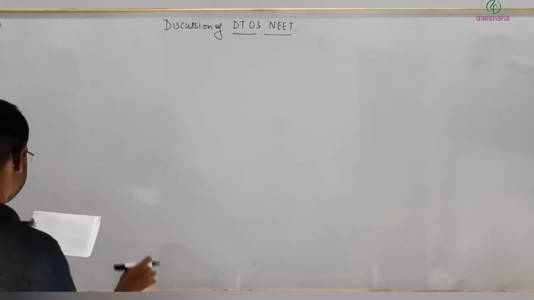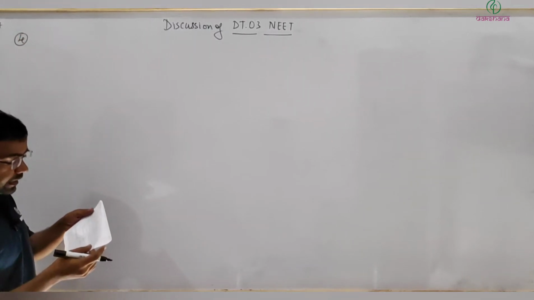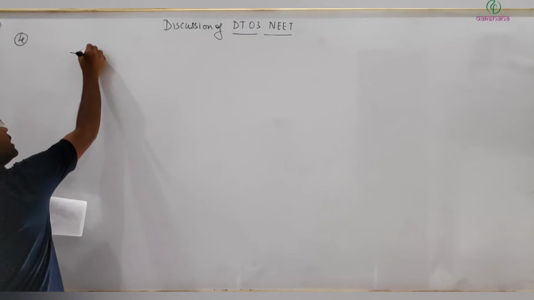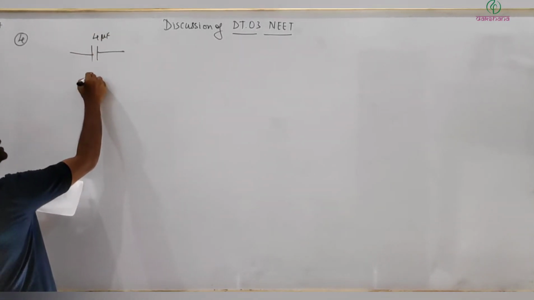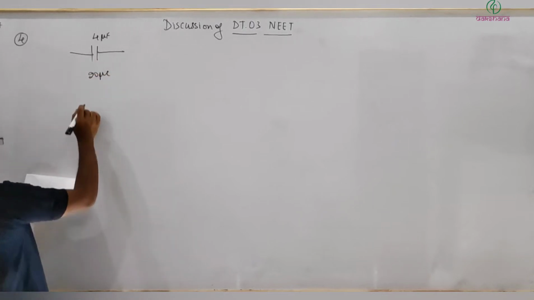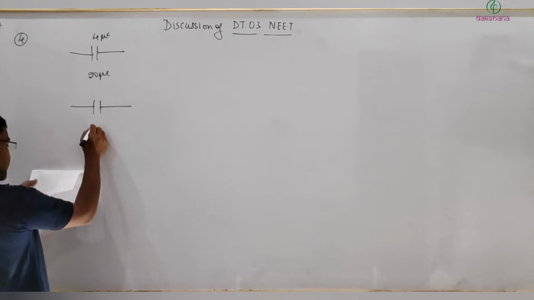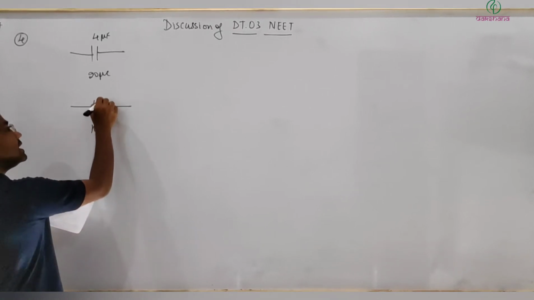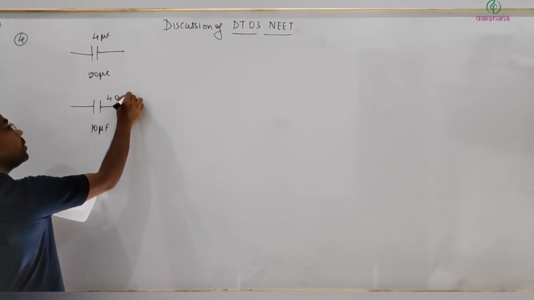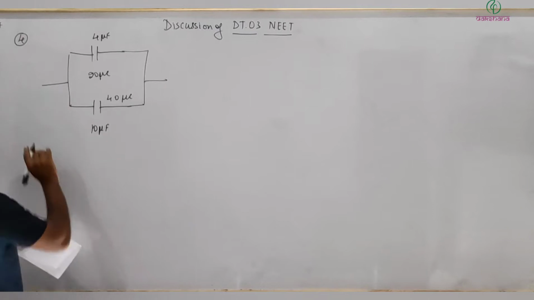Okay, so next is problem number 4. So here it's given condenser A of capacity. So here we have condenser A, capacity is 4 microfarad, and it's charged up to 20 microcoulomb. And another condenser B, its capacity is 10 microfarad and is charged up to 40 microcoulomb, and these two are connected in parallel like this.